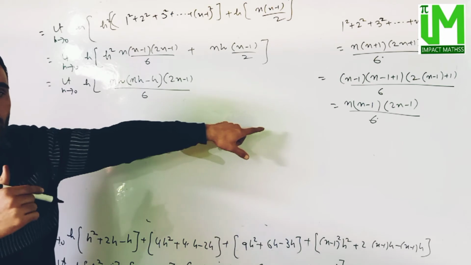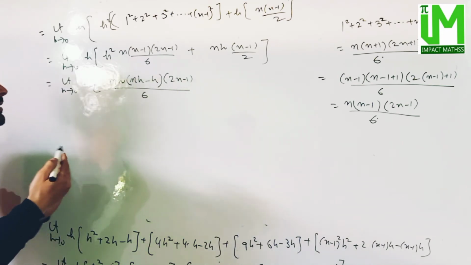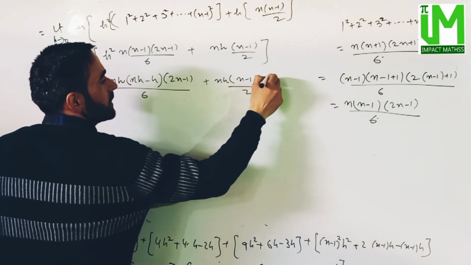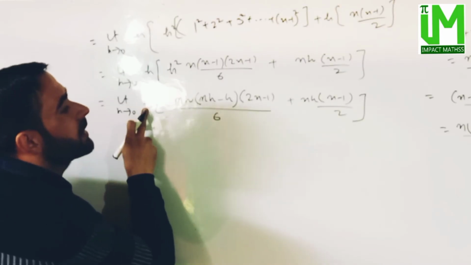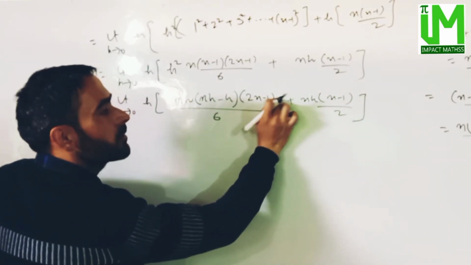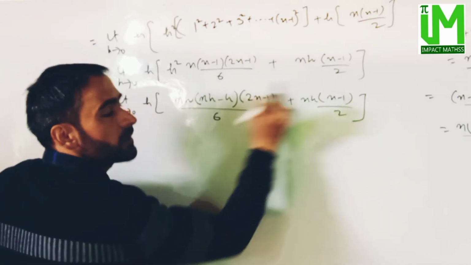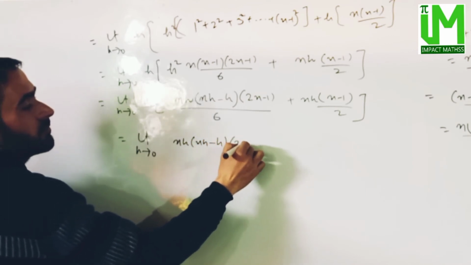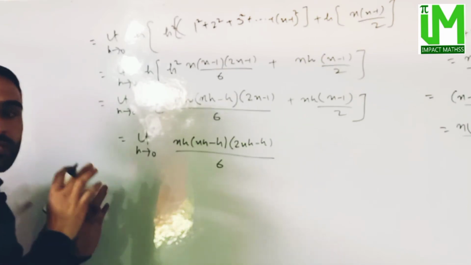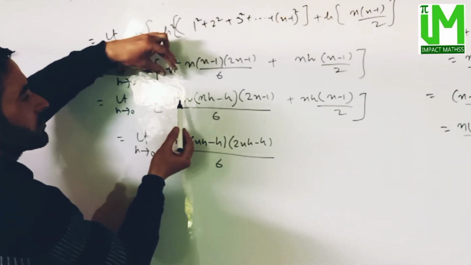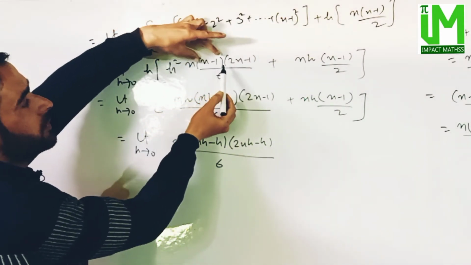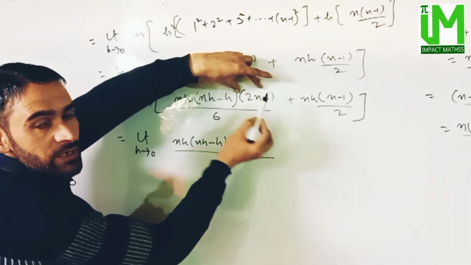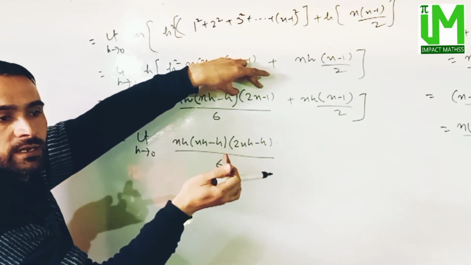What is the value of nh? The value of nh is 3, so nh is equal to 3 here. So plus nh into (n minus 1) divided by 2. Multiply the h on the numerator side as well, so it will be limit h tends to 0 of nh into (nh minus h) into (2nh minus h) divided by 6. The calculation is simple since nh has a direct value, plus.